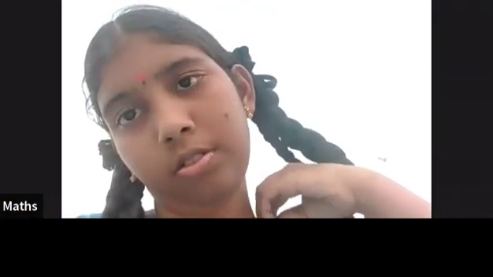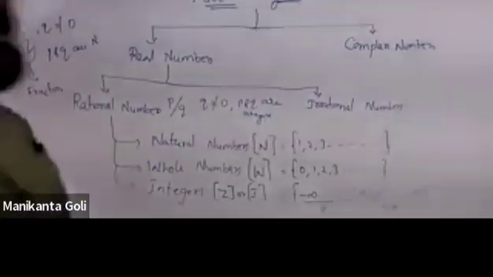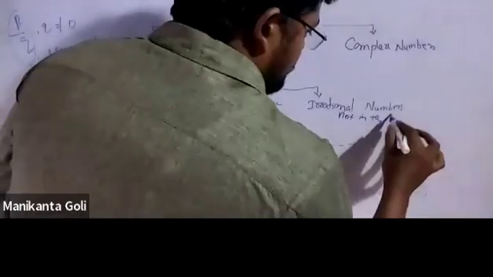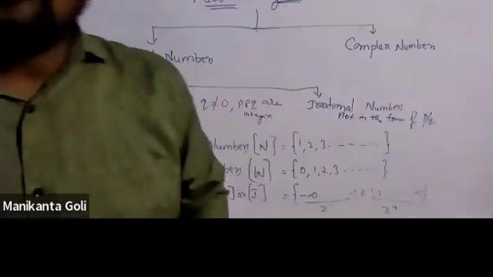Coming to irrational numbers. A number which is not in the form of p by q is called an irrational number.